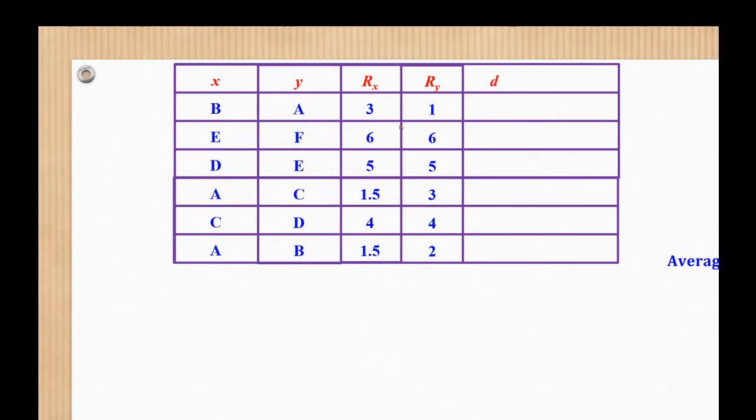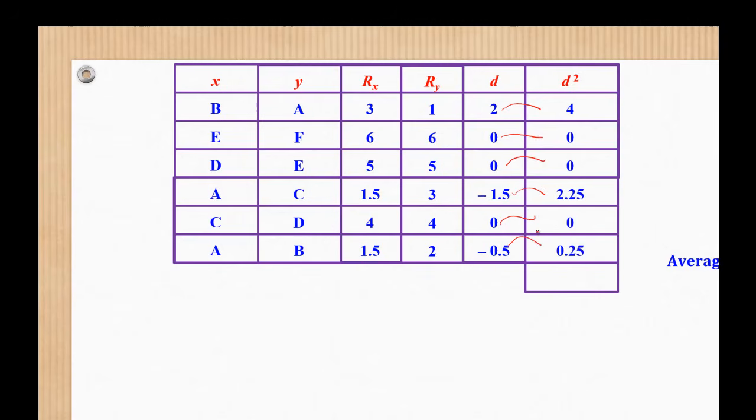Then next will be the subtraction. So 3 minus 1, 6 minus 6, 5 minus 5, 1.5 minus 3, 4 minus 4, and 1.5 minus 2. Okay, then the last column is for square of the differences. So 2 squared, 0 squared, 0 squared, negative 1.5 squared, 0 squared, negative 0.5 squared. Then we shall add all these ones and get the total, which we shall put here.